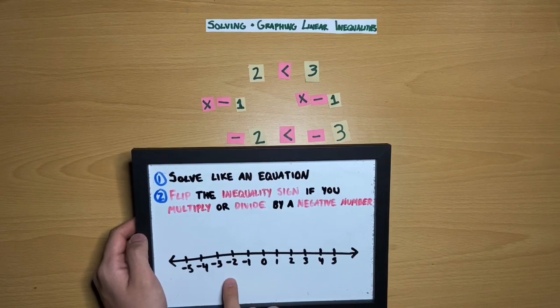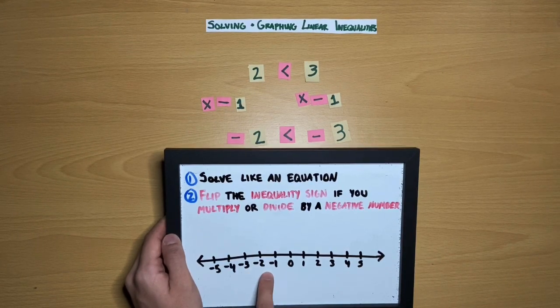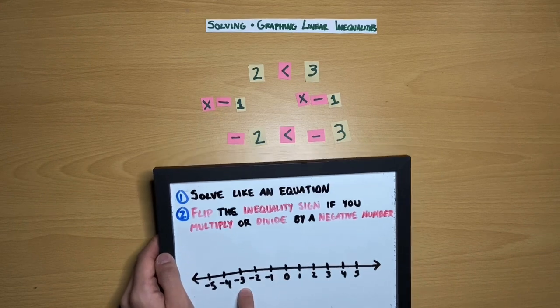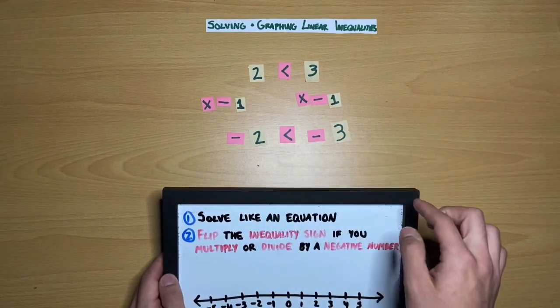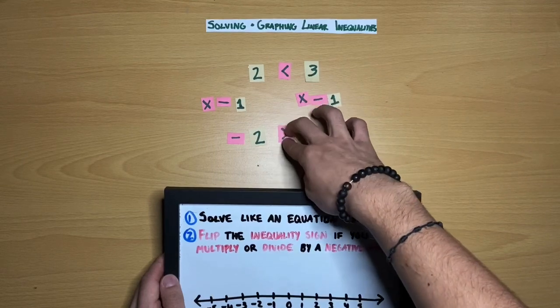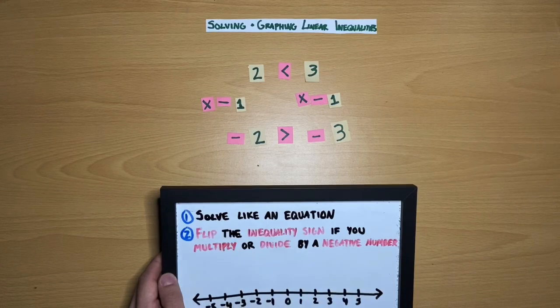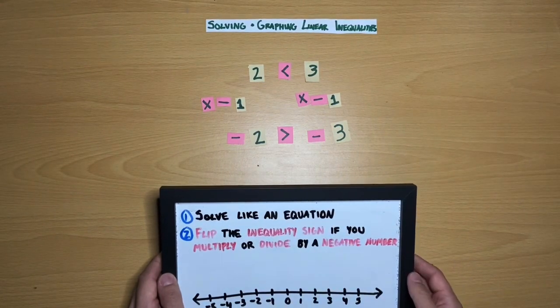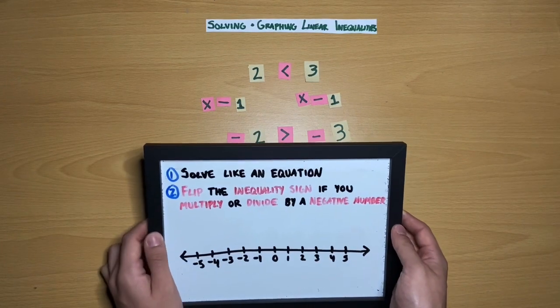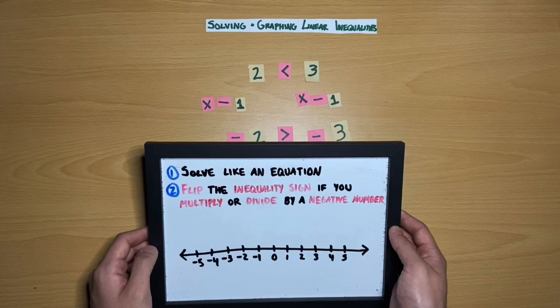Well, if we look at this number line, we see that -2 is to the right of -3. So it's actually greater than -3. So this statement is not true. And that's where we must flip the inequality to make it a true statement. Now, -2 is greater than -3, which is what this is saying. So hopefully this helps. And now we'll go ahead and look at some problems.